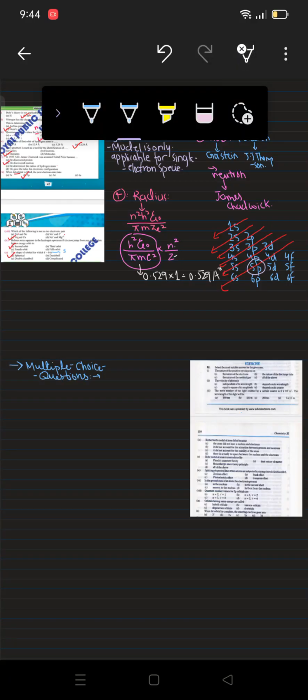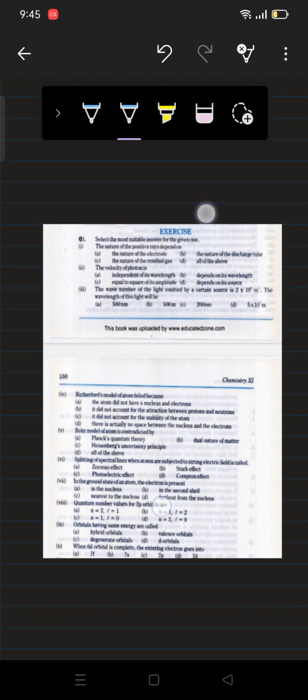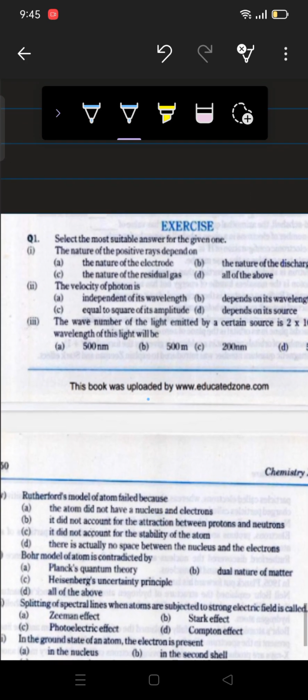Okay, so as in the last video, we have done multiple choice questions from Sindh board book. We did 10 multiple choice questions. In today's video, we're gonna solve multiple choice questions from Punjab board book, Punjab board chemistry book. So let me read the first question, what it is and what they are asking us about in this question.